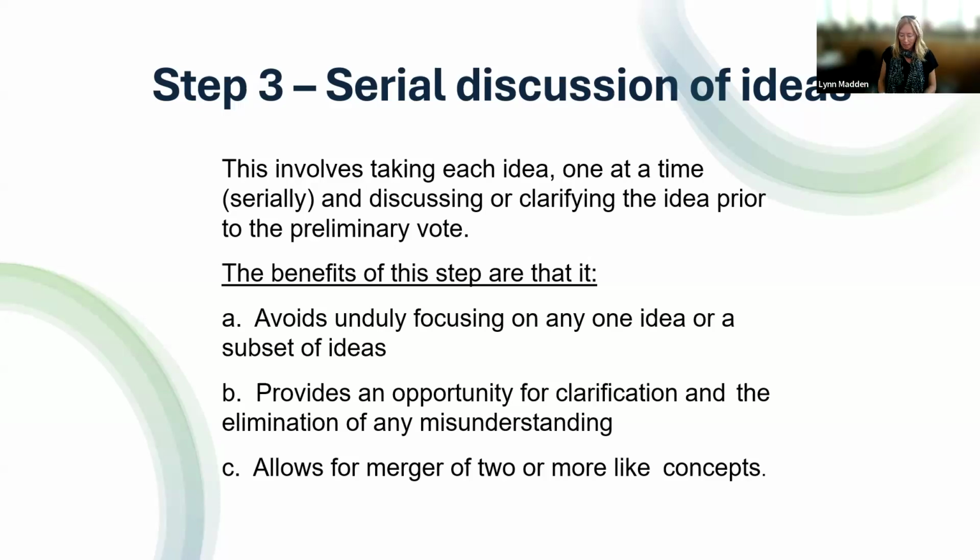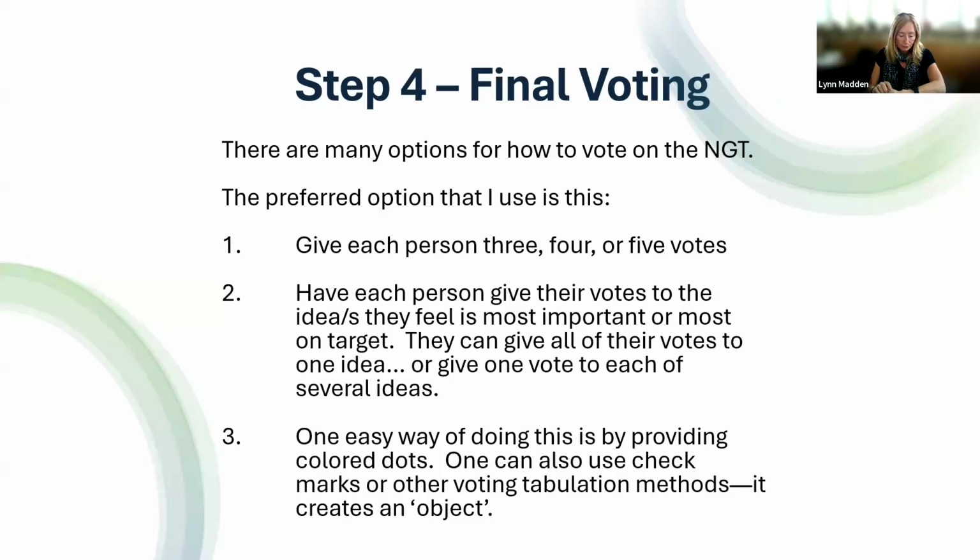And then we move to step 4, which is a lot of fun. The final step is voting on the NGT. So what I use is 3, 4, or 5 votes, and it kind of depends on the group size. If it's a small group, you want to stay at that lower end of 3 votes, right? Because if it's a much larger group, maybe you give people five votes.